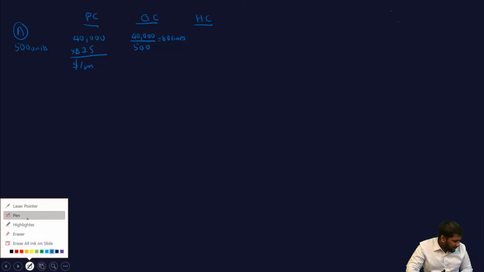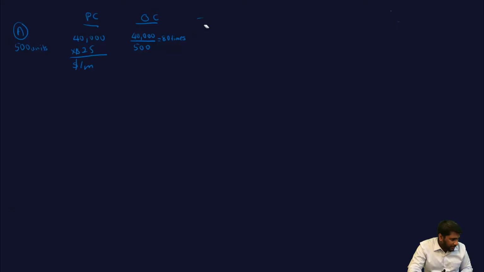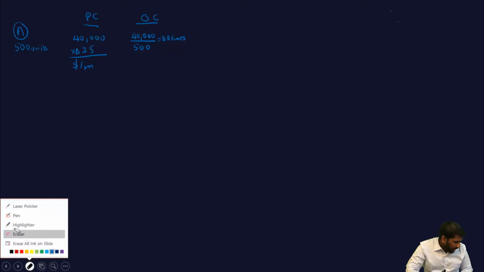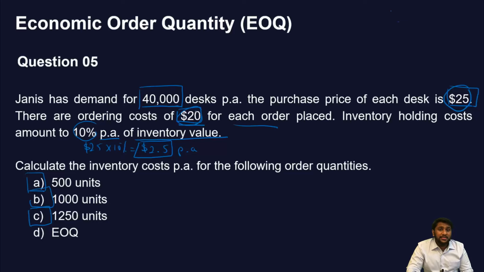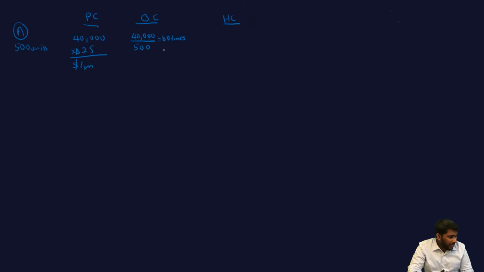So here space is enough. I'll take this one a little bit away. So here I'll take the holding cost. Okay. So if you place the order 80 times, each and every time that you are placing the order, your cost is how much? $20. So to place the order 80 times, what will be your total cost? Total cost is $1,600. That is the ordering cost.